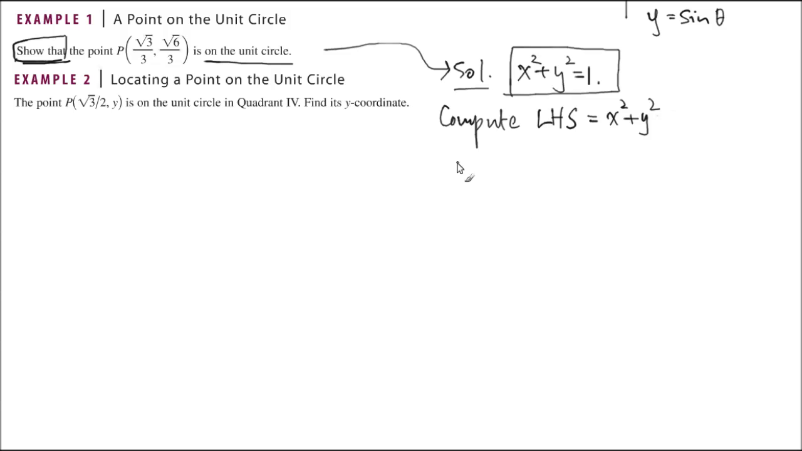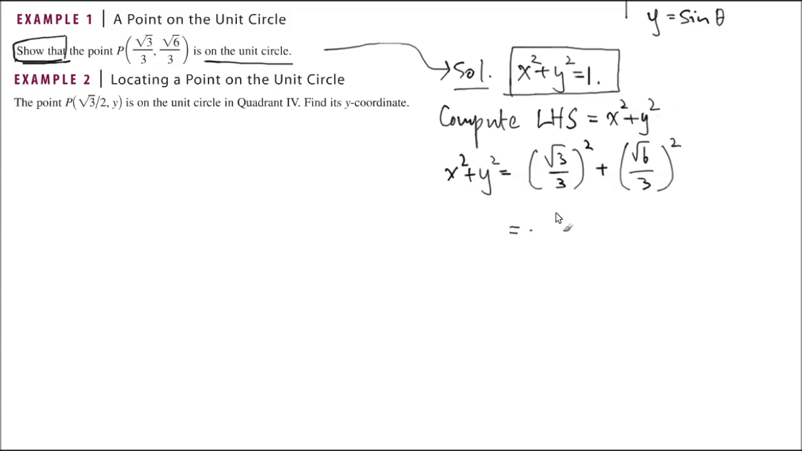So what is x here? The x coordinate is root 3 over 3, so root 3 over 3 is going to be squared, plus, what is y? Root 6 over 3, that's going to be squared. And you don't write equal to 1 here. You write down all the computation. When you prove or show, you don't skip calculations.